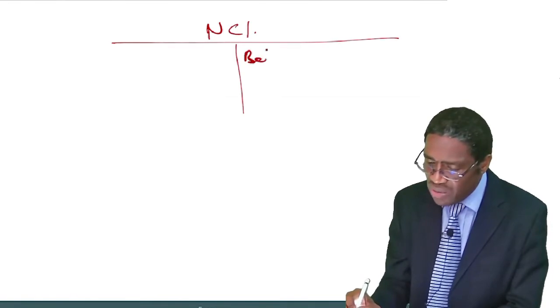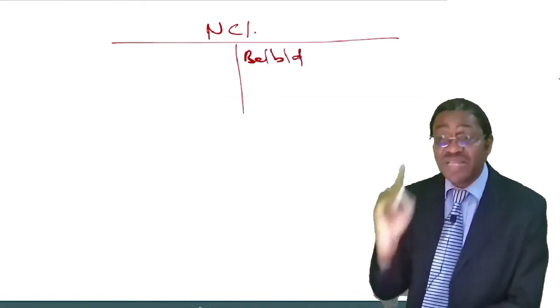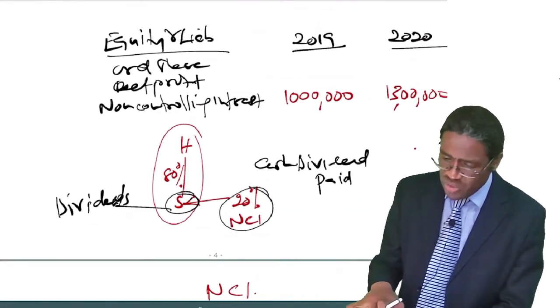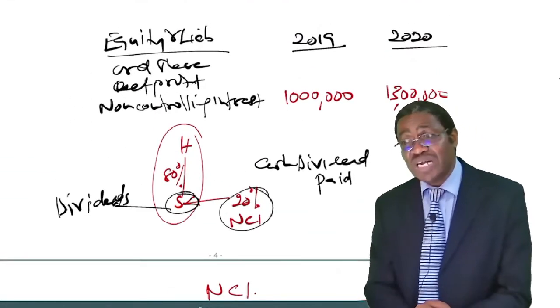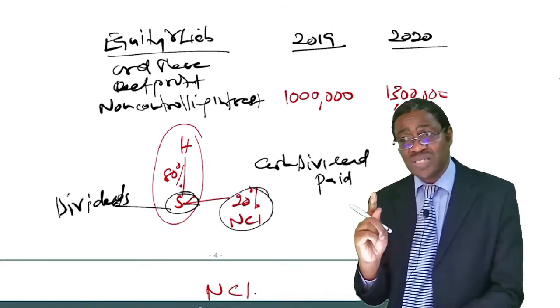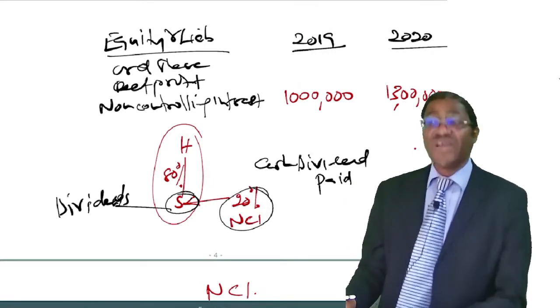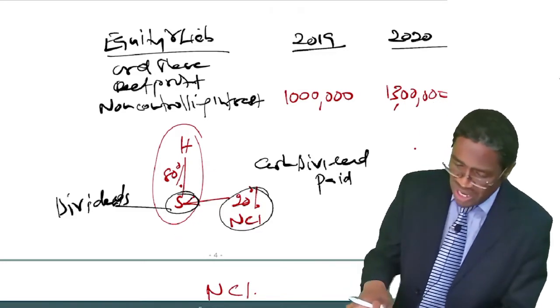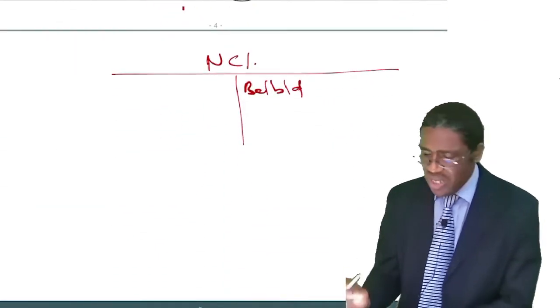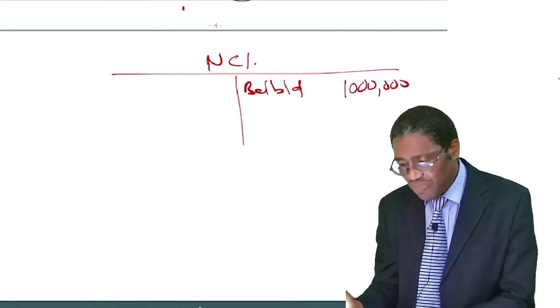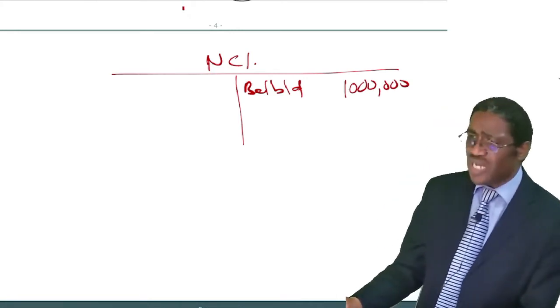So you bring down whatever balance you owe to them by the beginning of the year, which from this balance sheet I was trying to illustrate here, we were given an amount of 1 million last year as what they are entitled to, or what they financed the group by. That's what you bring down by the beginning of this year in your NCI, that amount of 1 million shillings.